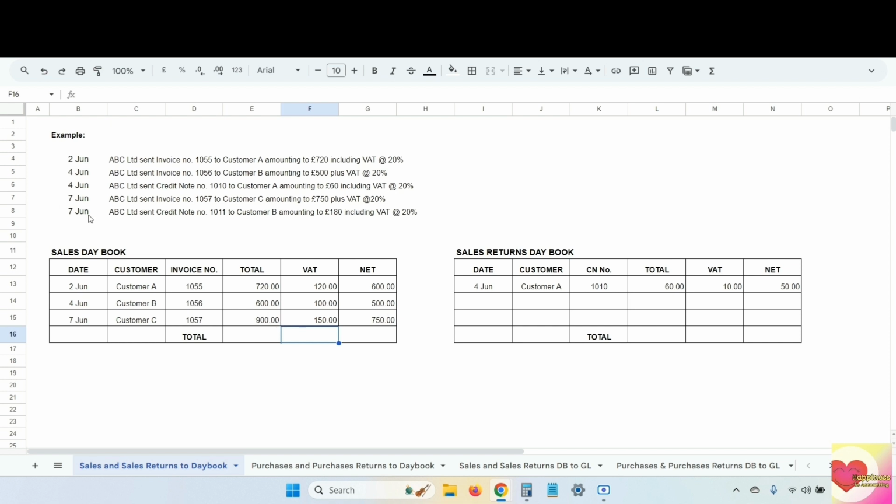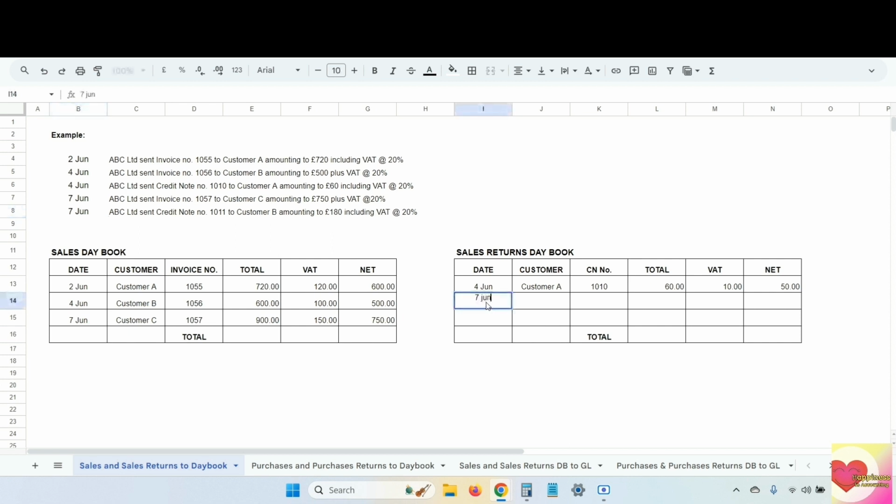For our last transaction, ABC Limited sent credit note 1011 to customer B amounting to 180, including VAT at 20%. This credit note is for the returned defective goods of customer B. So we will enter this to our sales returns daybook. The amount 180, including VAT, it means it is the gross amount.